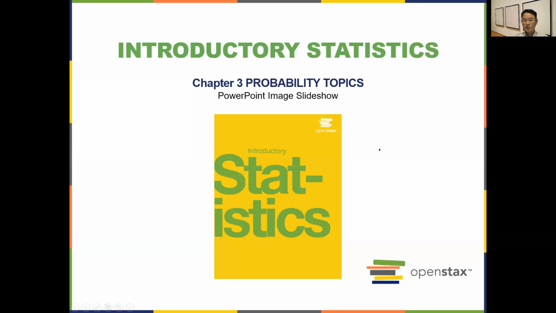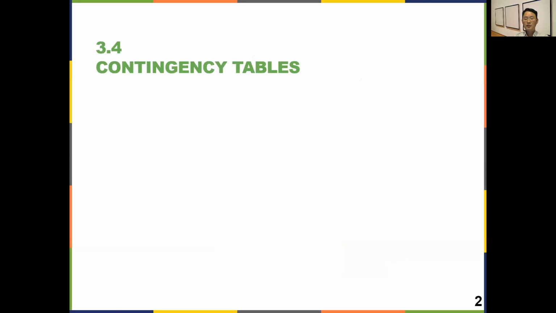We are going to continue to investigate probability topics in this course, which is in chapter 3. What we are going to cover today is chapter 3.4, and it's about contingency table.